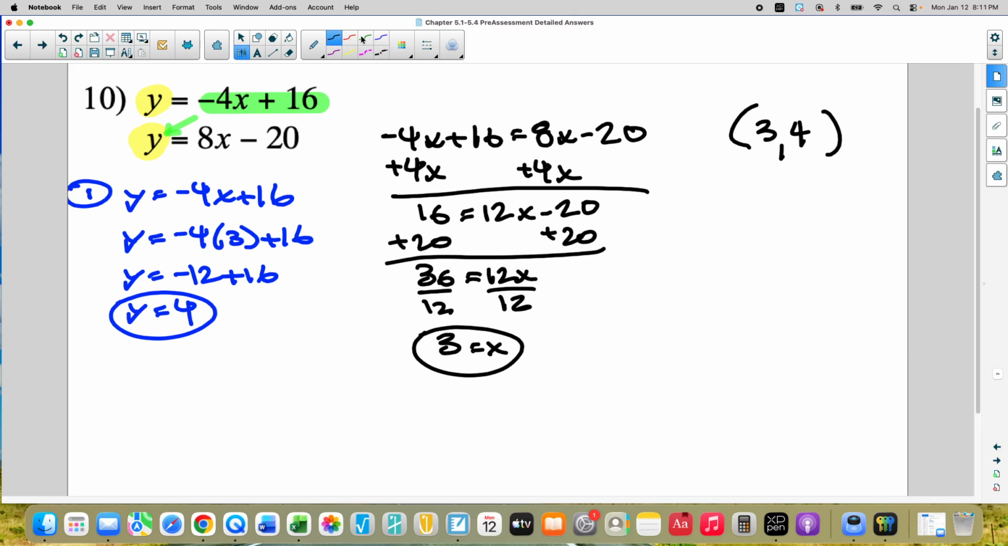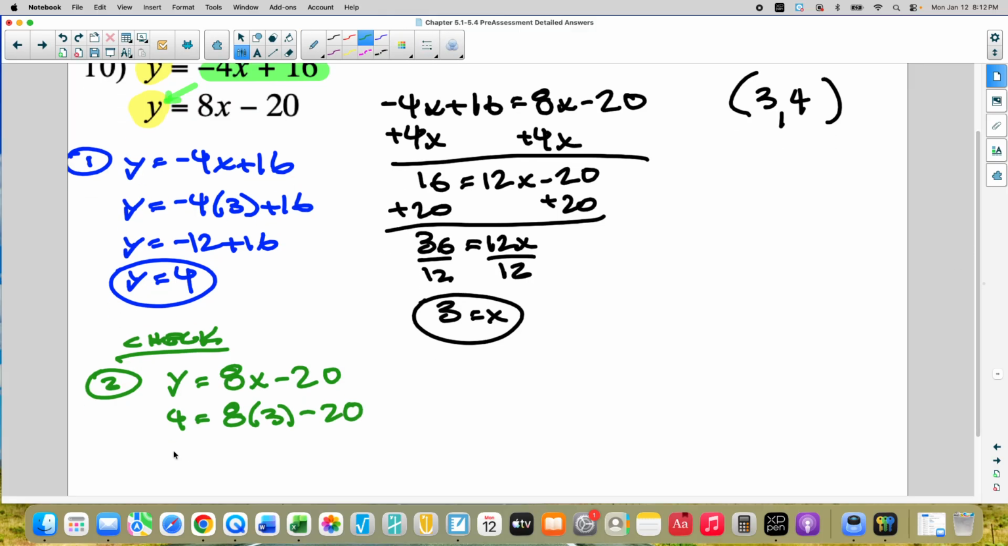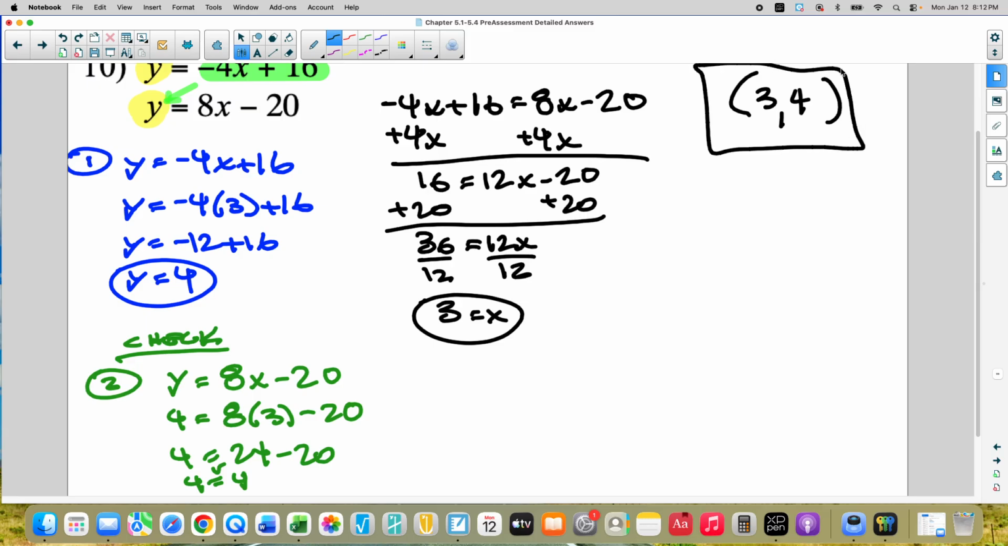I will use the second equation to check. Check using the second equation. Y equals 8x minus 20. Y value is 4. X value is 3. Wow. Doing the math in my head already. And 4 equals 24 minus 20. 4 equals 4. My solution checked out. (3, 4).